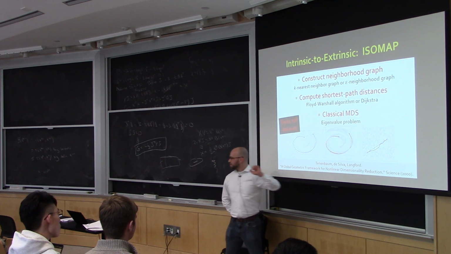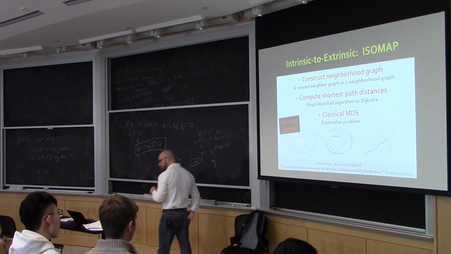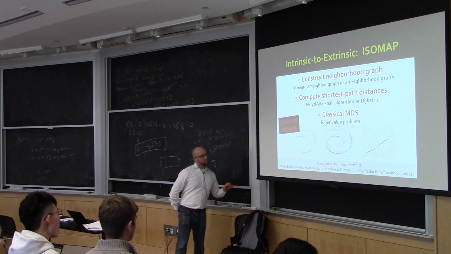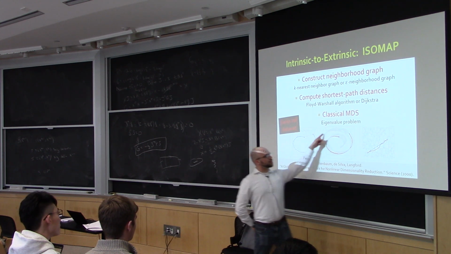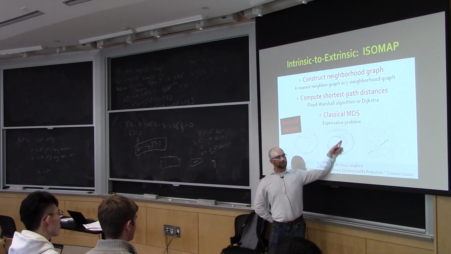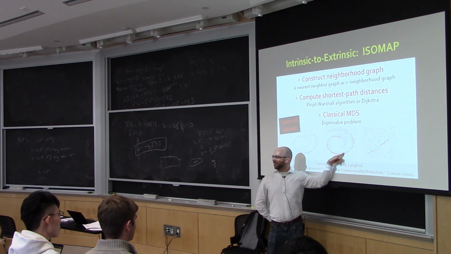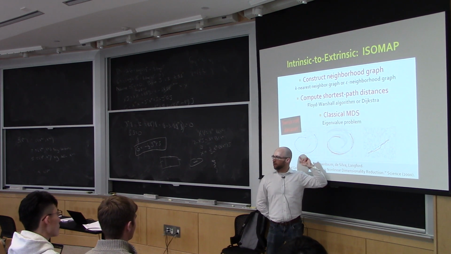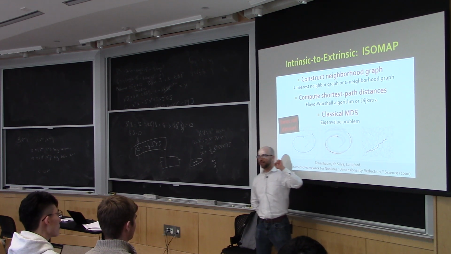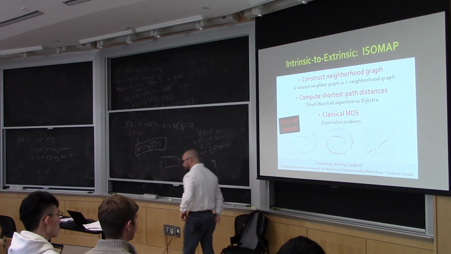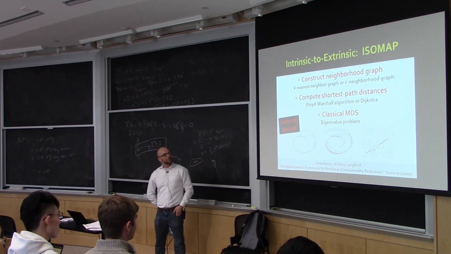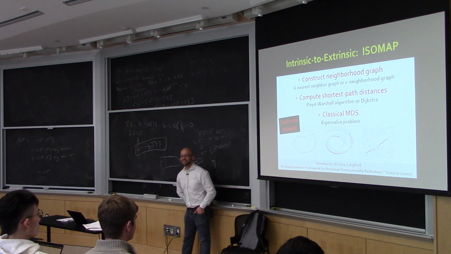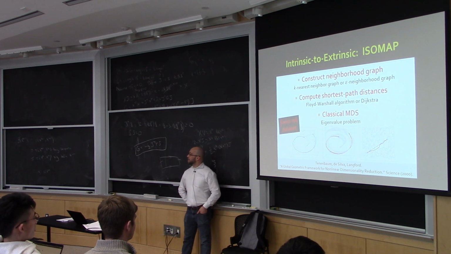So what do they do? They construct a neighborhood graph. They put a graph on these points by connecting them to their k-nearest neighbors. Conveniently, they chose k in this example so that they really did recover the sheet. In general, I think that's a much harder problem than what you've seen. And then they compute the pairwise shortest path distance between every pair of vertices. And that thing is a distance matrix. Is that the distance matrix in 3D?